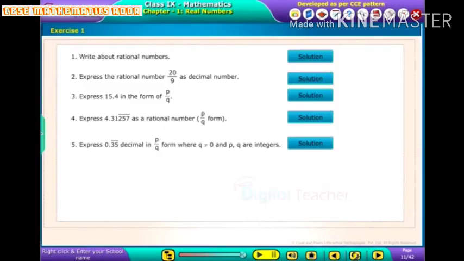Let us solve a few exercise problems. Click the tab to view solution.